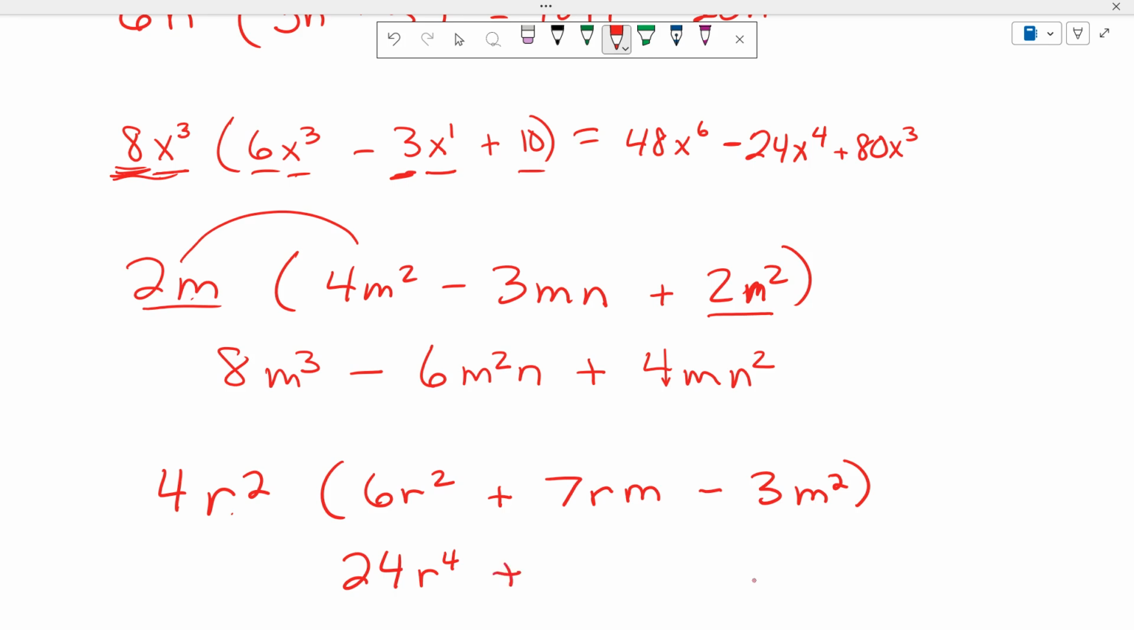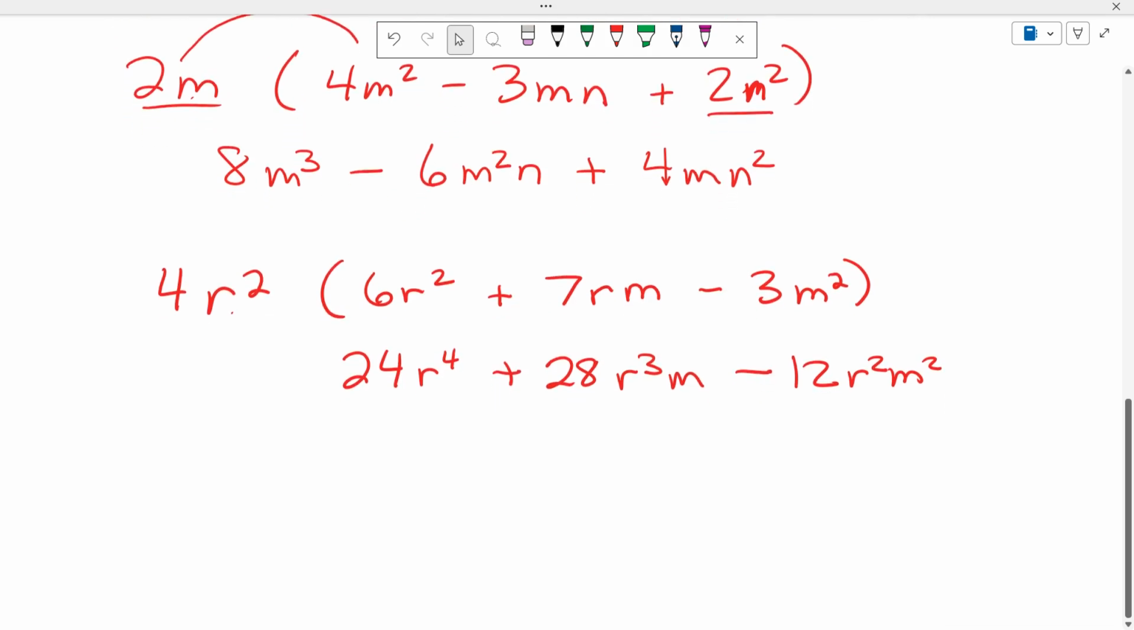Plus, you take the 4 times the 7. 4 times 7 is 28. R squared times r. There's 2 there, 1 here. So that makes 3 of them. And then there's no m here. There's an m here, so we put the m on the end. Minus 4 times 3 is 12. R squared, m squared is r squared, m squared. Because there's no r here. There's no m here. So we just combine them together in the end.